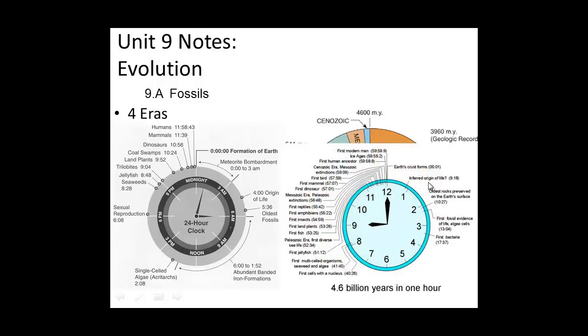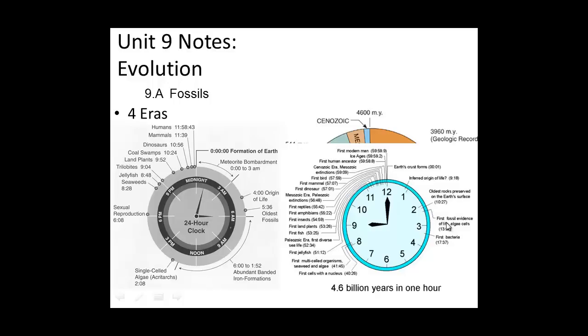So here's another rendition of Earth's time. Crust forms right around, actually I disagree with that. I think crust forms probably over here somewhere. Then we have the inferred original life, where we think life actually started to form. We have the oldest rocks preserved on the planet. This is the reason why we don't get any life forming in the rocks, is because we don't have any rocks that are that old.